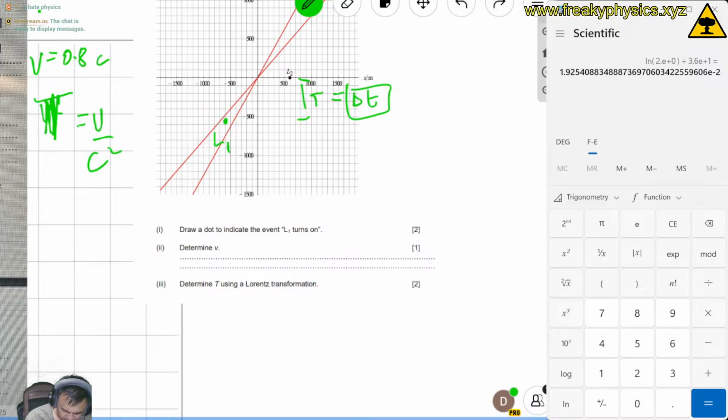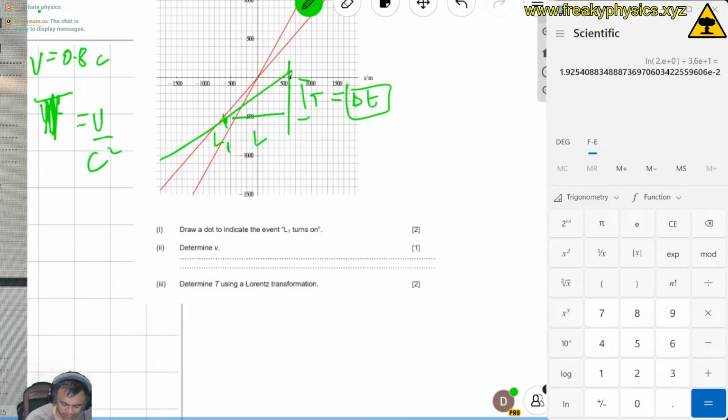Hold on. Lorentz transformation. It's gonna be tricky because of the simultaneity thing. Oh, okay. So, if we do that, they're simultaneous. They're not simultaneous in here. We need to know this length. We need to know the length.